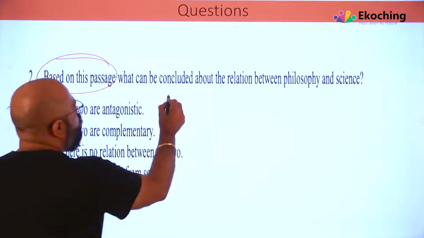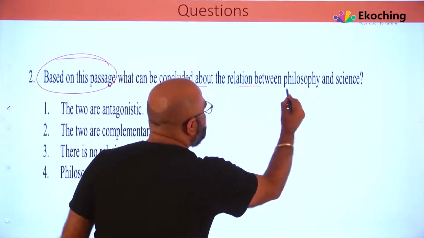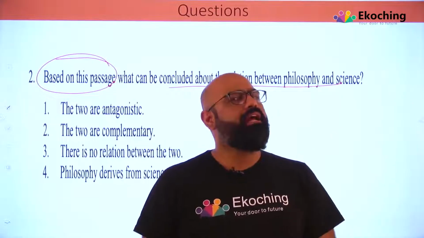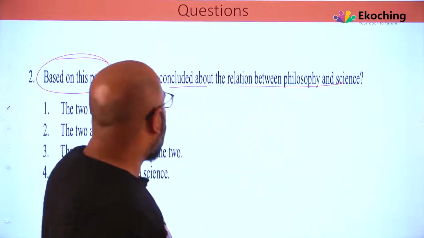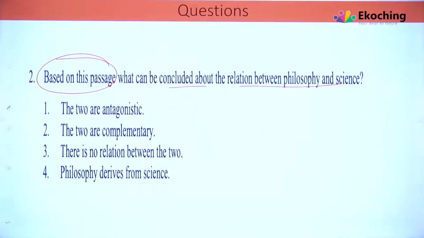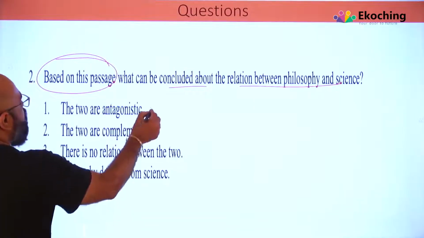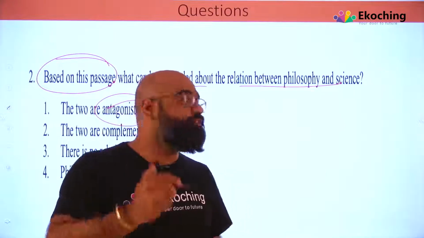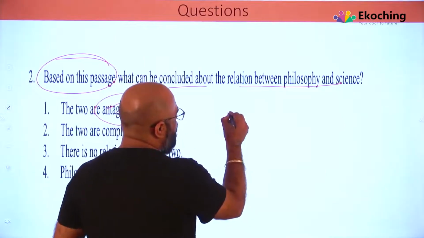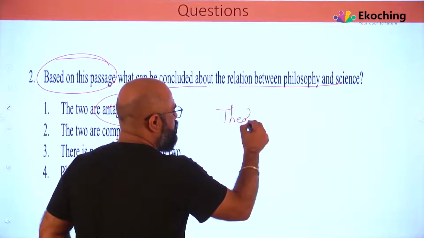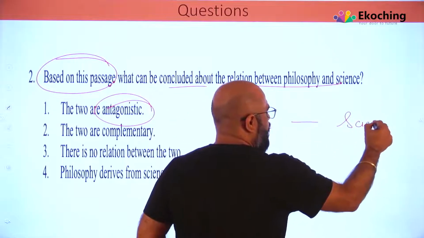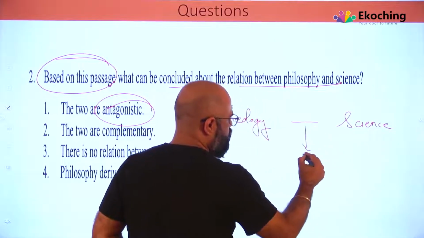Based on the passage, what can be concluded about the relationship between philosophy and science? Don't go to the passage, I don't think so. Let's discuss here itself. The two are antagonistic. Antagonistic, basically we are talking about these two being opposite. Are they? What they have talked about is that we are talking about theology here, science here, and then philosophy here.